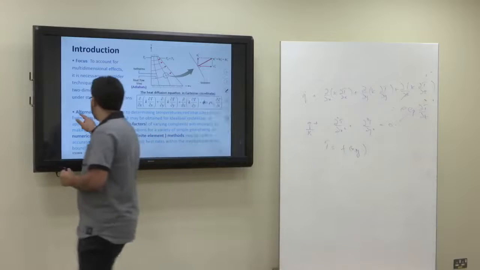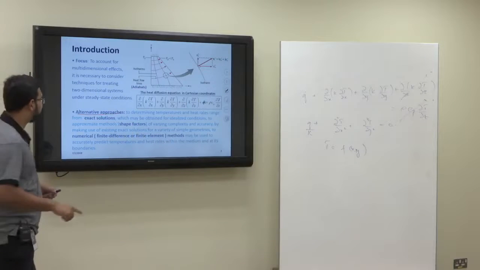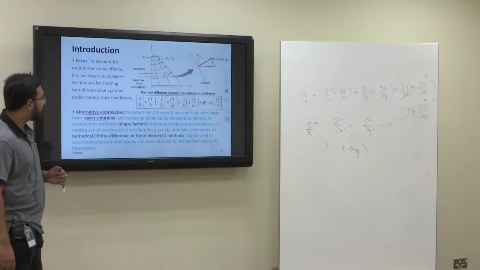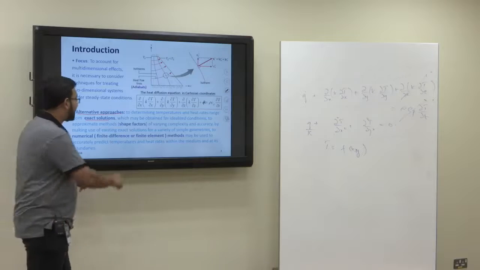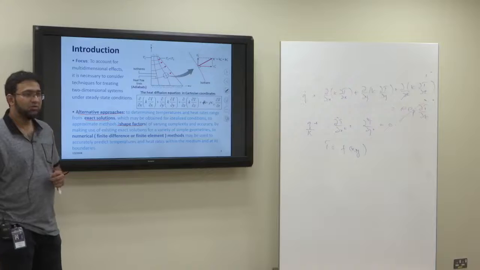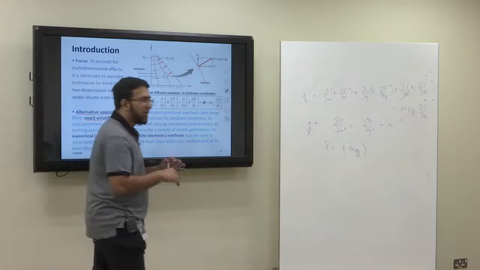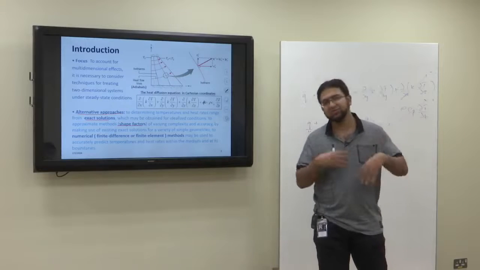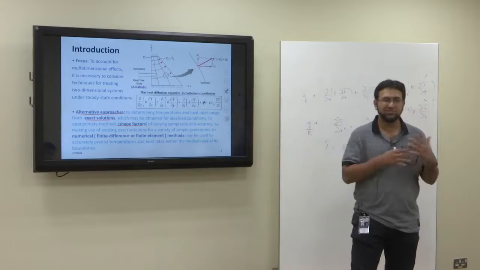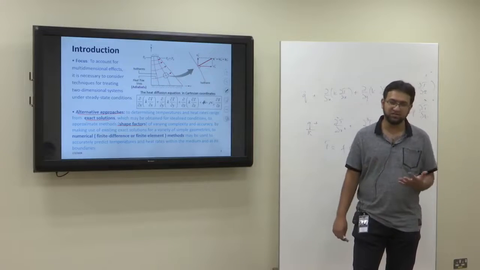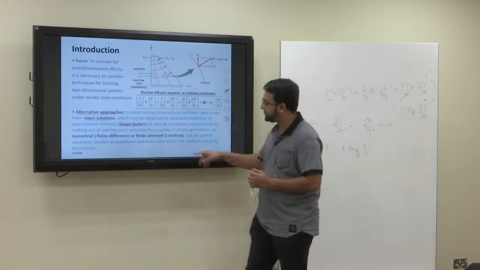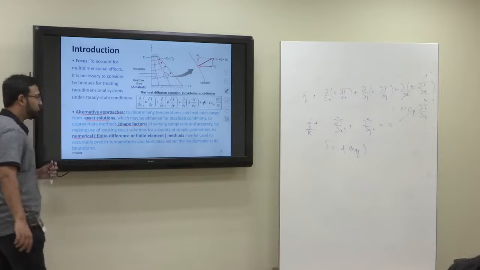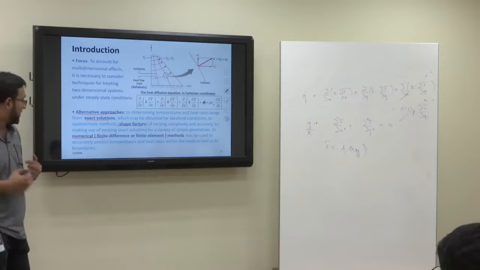So let's talk about the alternative approaches. What alternative approaches do we have? We have the exact solutions, but they are not really that possible. Then we have the approximate solution. We get it using the shape factors. So we make some approximations and still solve the problem analytically, but with some approximation. First we simplify the problem a little, then solve it analytically. So that is by using the shape factors. And the third way is using the numerical method. Numerical method means either using the finite difference or finite element method approach.